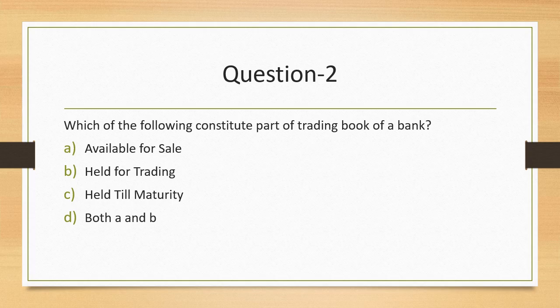And using the old guideline, what we are doing is we are trying to answer this question. Which of the following constitute part of trading book of a bank? Available for sale and held for trading. Both these categories are basically part of what we call the trading book. Held till maturity along with some other things are part of banking book. So the answer that we'll go for is A and B.